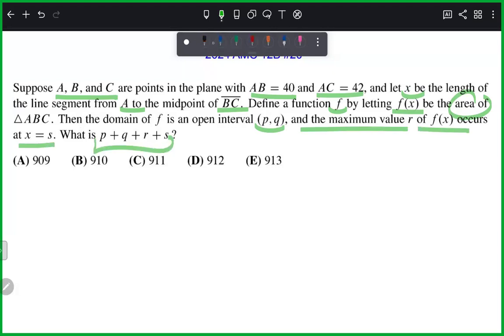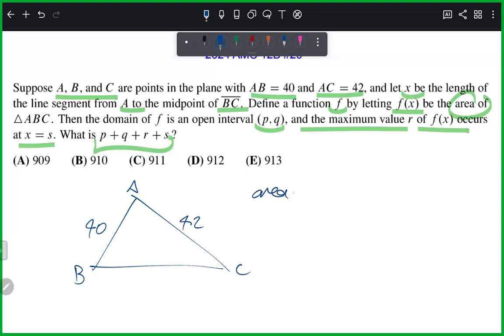Let's start with finding R and S. Observe that these are the sides A, B, C. This is 40, it's 42. So if the angle at A is theta, the area is 1/2 times 40 times 42 times sine theta.